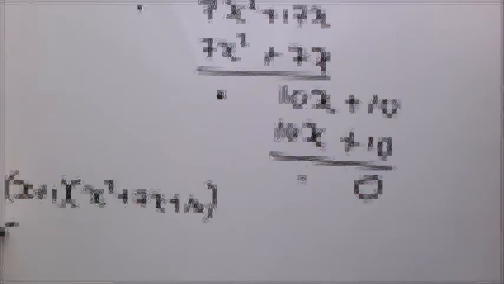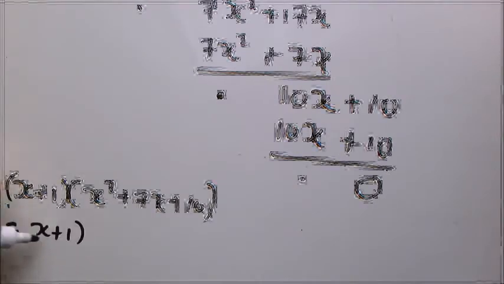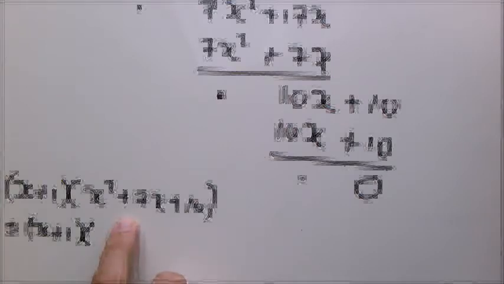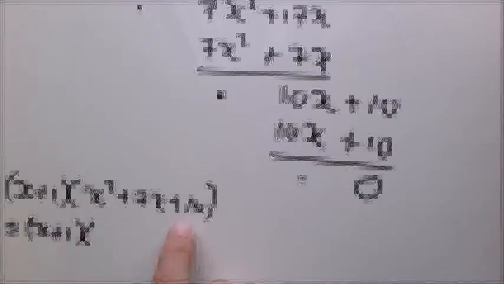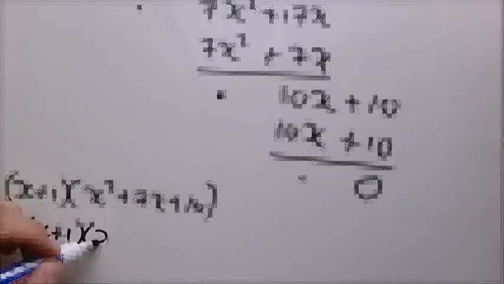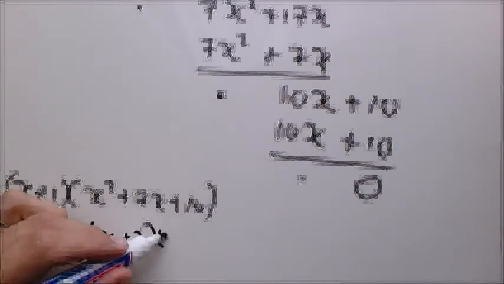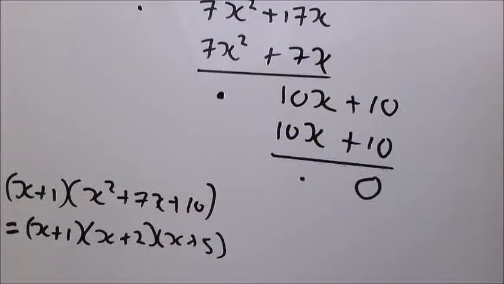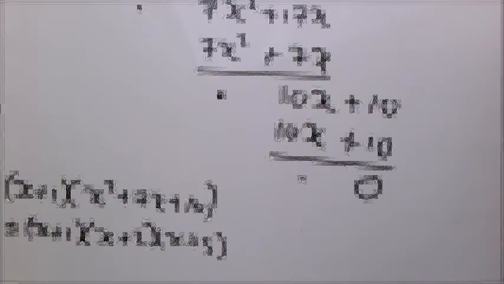So this will be equal to x plus 1 times, now let's factorize. It's a 10, it's positive, so it's a 2 and a 5. Okay, so it's x plus 2, x plus 5. And there we have it. We fully factorized that expression. Now we're going to do this with synthetic division.